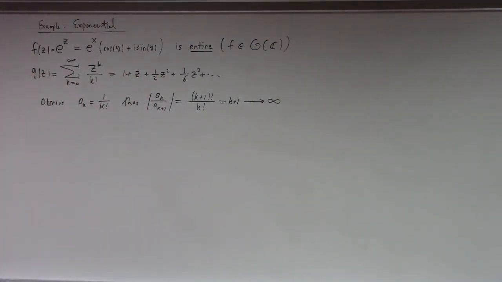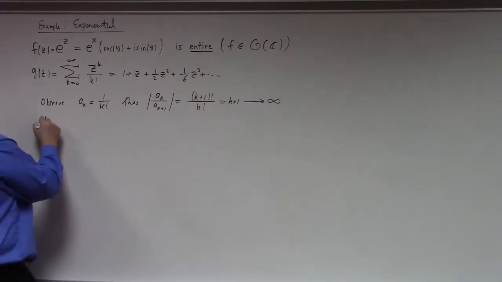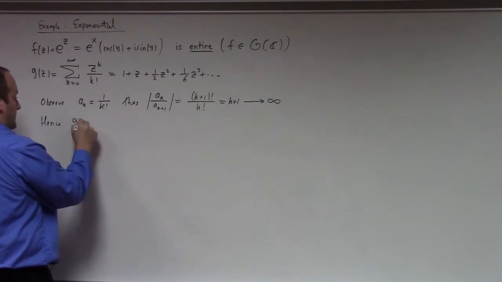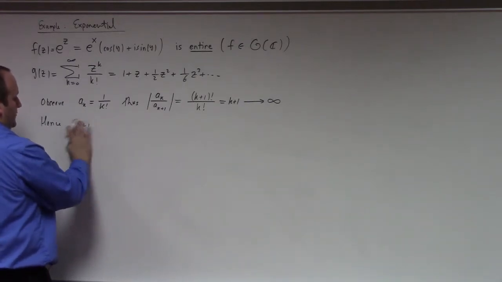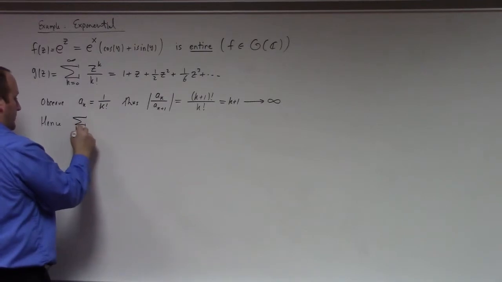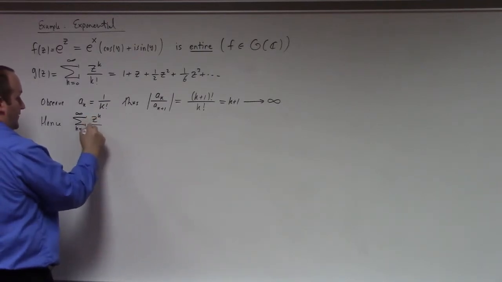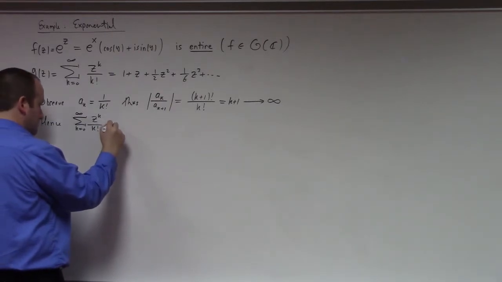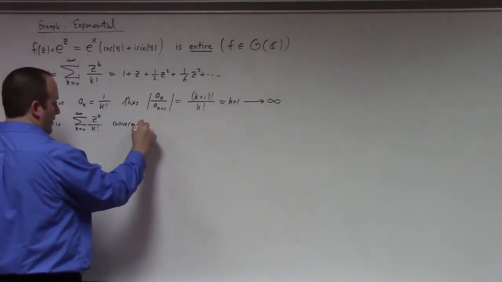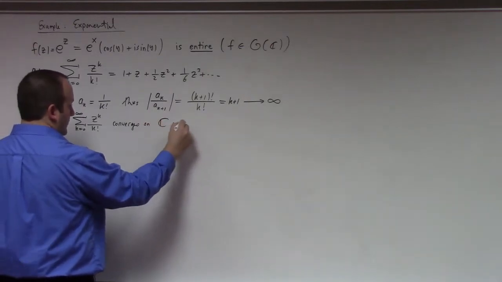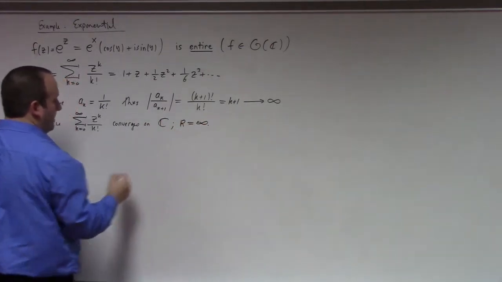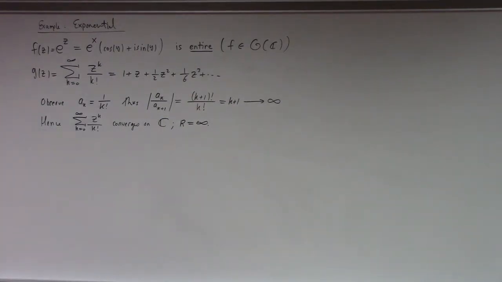So in other words, the radius of convergence for the series which defines g is infinity. Hence g of z, or more to the point, the sum k equals 0 to infinity of z to the k over k factorial converges on C. The radius of convergence is equal to infinity. Okay? So the function f and the function g are what? They are both holomorphic on the entire complex plane. Are they the same function?